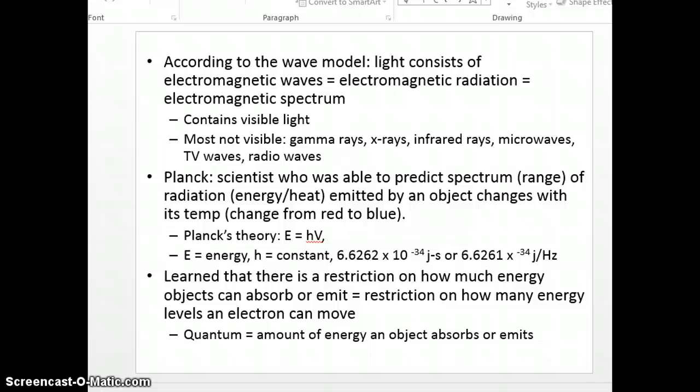Then there was this scientist, his last name's Planck. He was able to predict that the spectrum of radiation emitted by an object changes with its temperature, or the range of heat or energy emitted by an object changes with its temperature. And that kind of makes sense, and we can see that change by the flame actually turning red to blue to white. So we can see the change in temperature. The flame actually changes color. So the spectrum, that's the range of radiation, is a different color, the range of color where heat emitted by an object changes with the temperature.